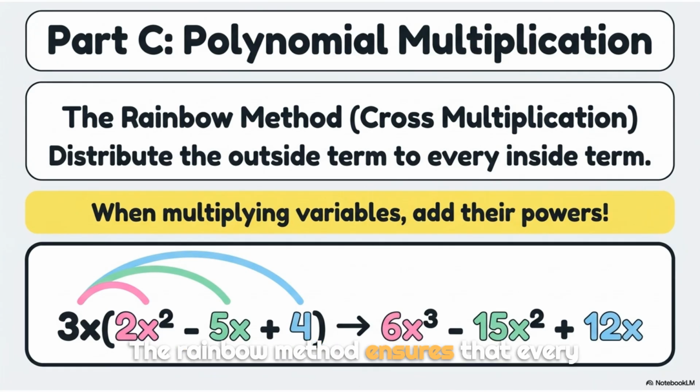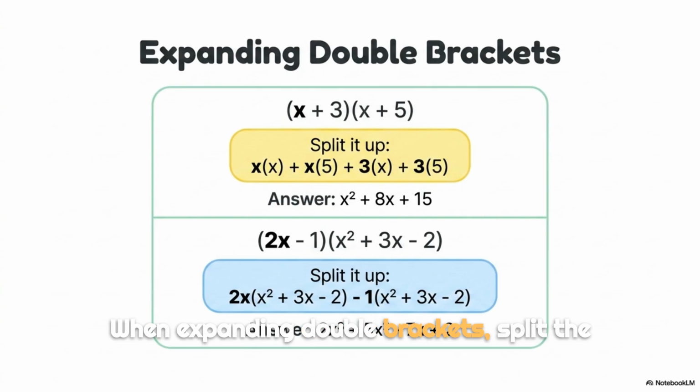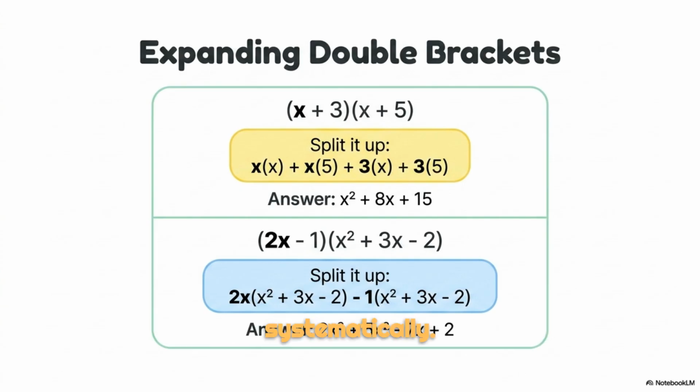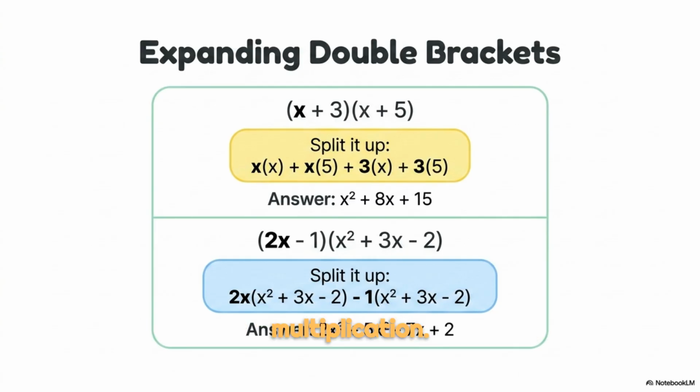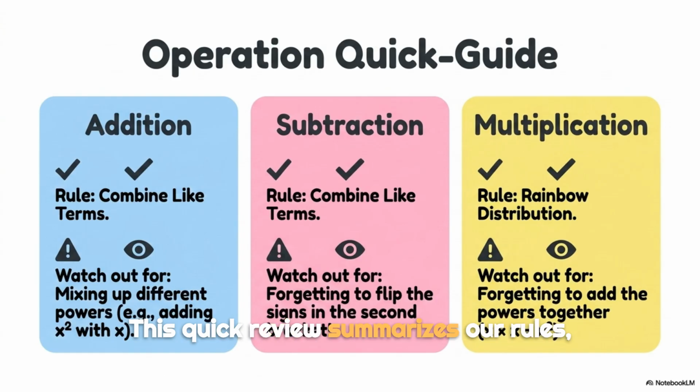The rainbow method ensures that every term inside the bracket is multiplied correctly. Never skip a term, or your final answer will be incomplete. When expanding double brackets, split the expression to distribute each part systematically. This ensures you cover all terms in the final multiplication. This quick review summarizes our rules. Combine like terms for addition and subtraction, and use rainbow distribution for multiplication, always watching for common pitfalls.